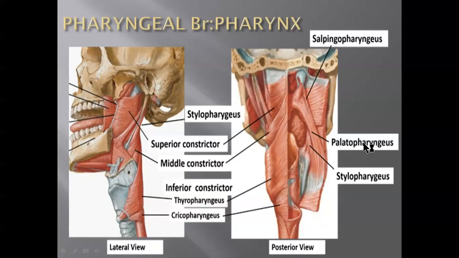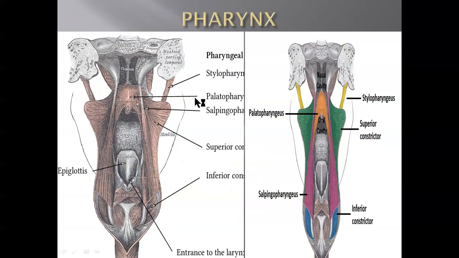Let's go to the next slide. Again, we have six different types of muscles: three main constrictors, superior, middle, and inferior constrictors, and three helping muscles. We can say the longitudinal muscles, the stylopharyngeus over here, and here we have the palatopharyngeus and the salpingopharyngeus. Now, salpingopharyngeus is the one which helps to keep the eustachian tube open.